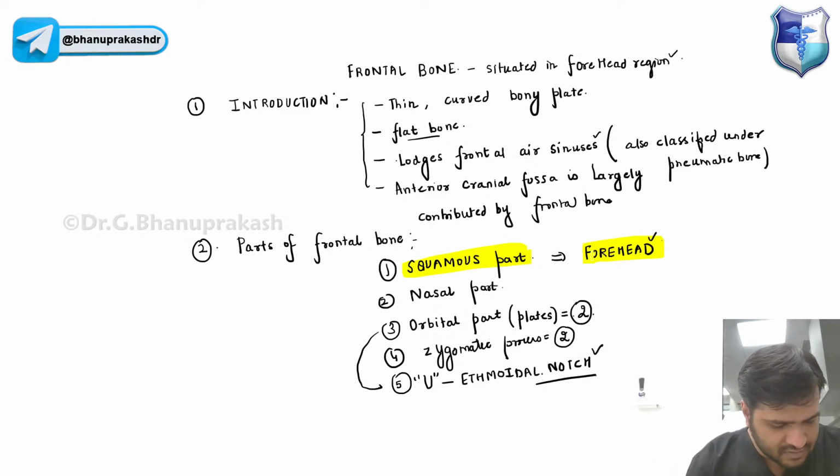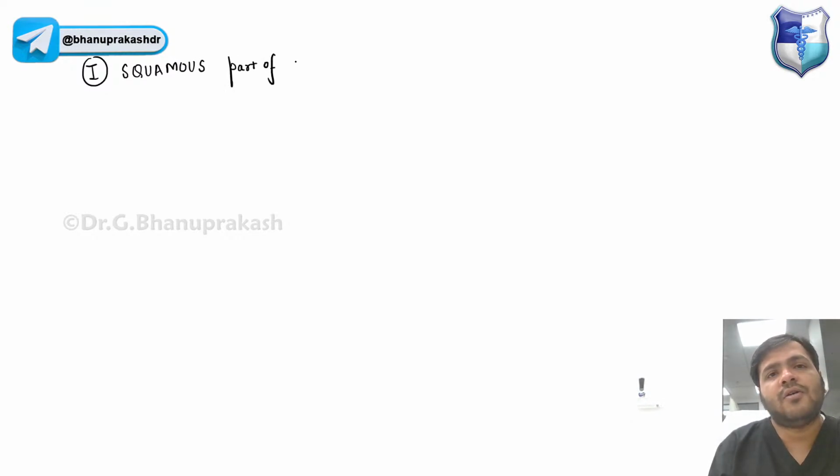Let us see the ethmoidal vessels and nerves, everything we are going to discuss better. No need to worry, not at all. We'll be discussing each part independently, right? All the nerves, arteries, muscles I will be teaching you. Let us now first focus on the squamous part of the frontal bone.